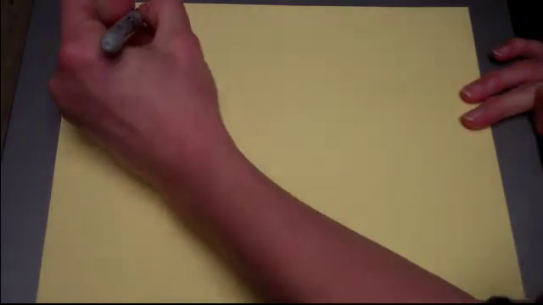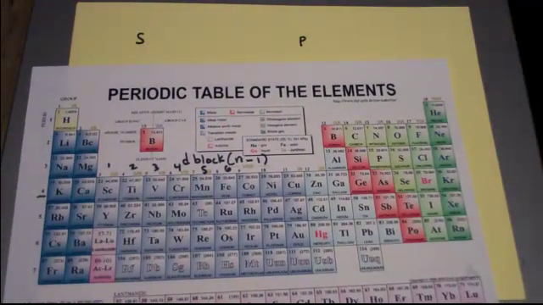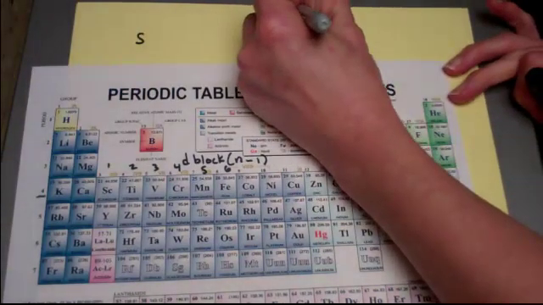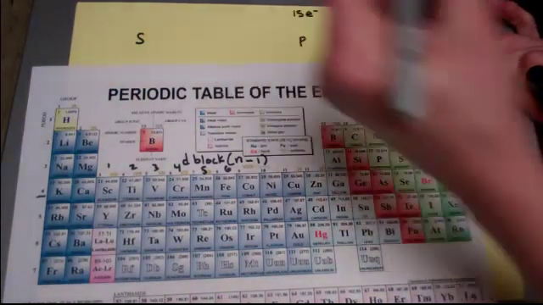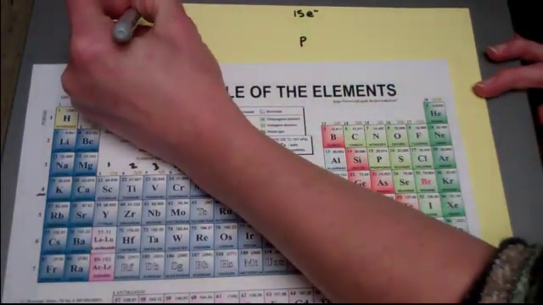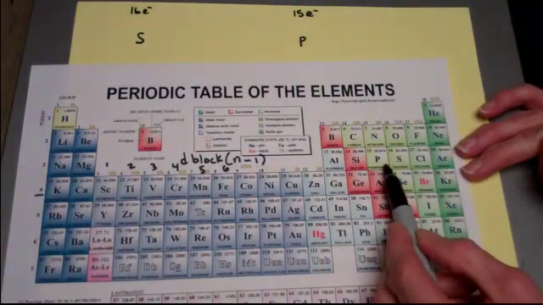Okay, so in this section we want to show why sulfur and phosphorus can make more bonds than you would predict based on the octet rule. The first thing we want to look at is the electron configurations for both of these elements. Phosphorus has 15 electrons that we've got to account for, and sulfur has 16 electrons.